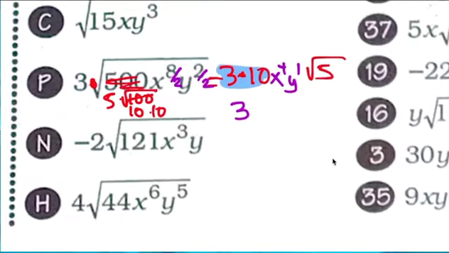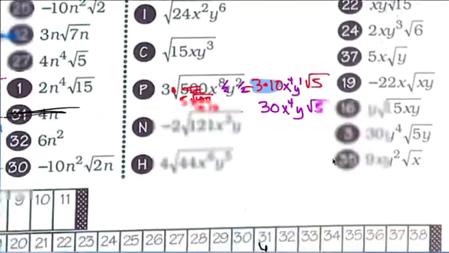This is 30 x to the 4th, y. You don't have the square root of 5. You don't have to write the 1. That's how you do that, okay? So I hope that helps on this.